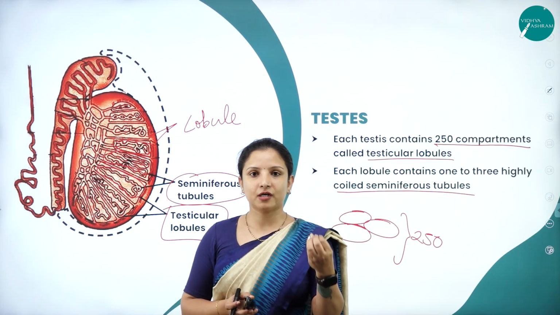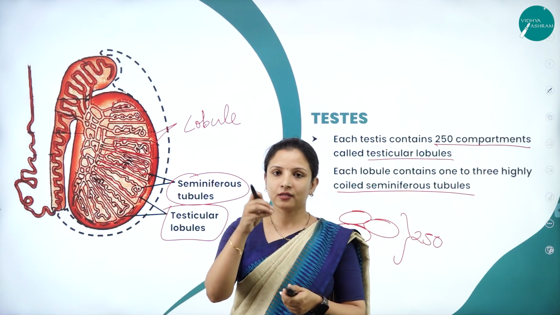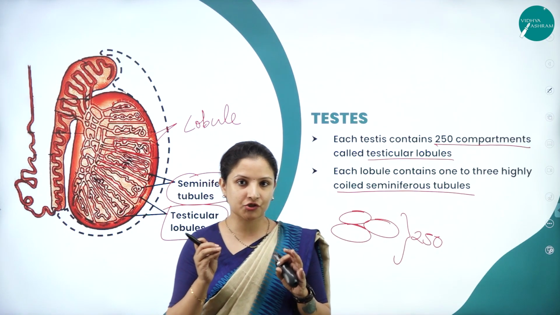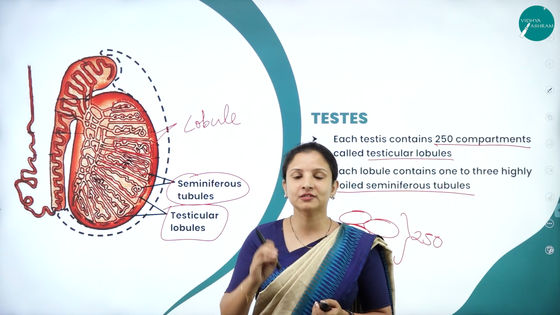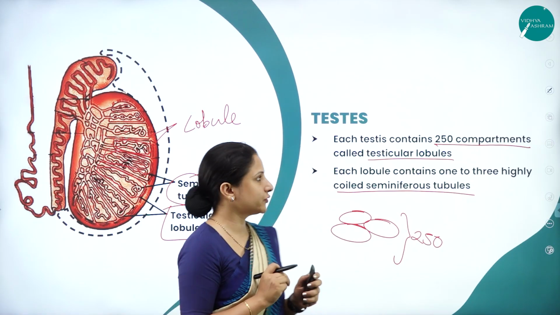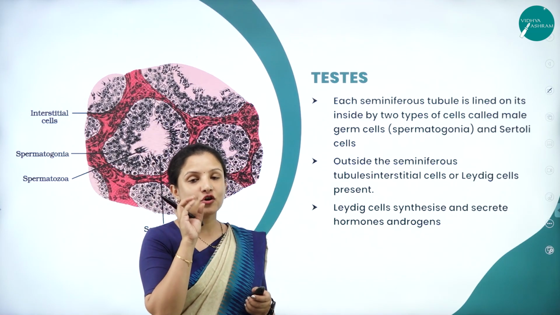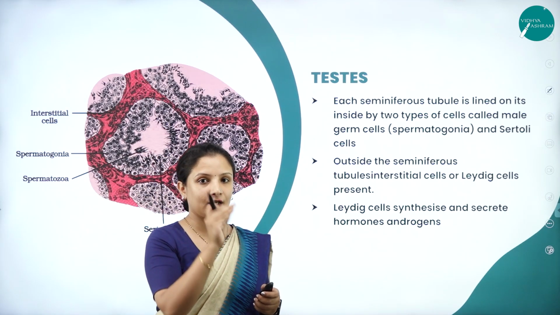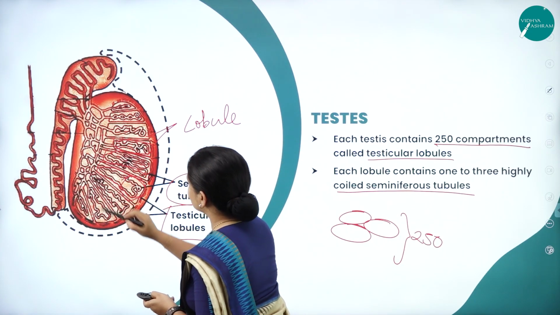Now, what did we understand? The testis is covered by a sac-like structure called the scrotum. Inside the testis, there are n number of compartments, about 250 compartments or lobular structures. Inside these 250 testicular lobules are present highly coiled structures called seminiferous tubules. Now, we need to study what is there inside the seminiferous tubule. Where are the seminiferous tubules present? Inside the testicular lobules.